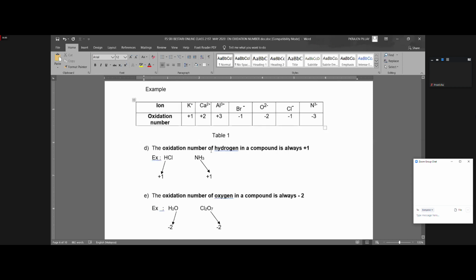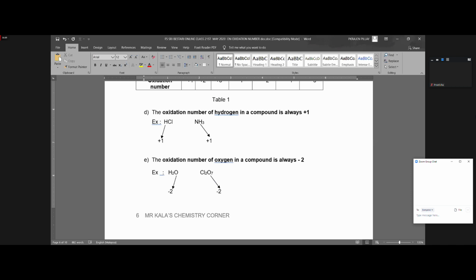Okay, then we come to 2 more. After that, we start our question. Now, this is oxidation number of hydrogen in a compound. Can you see, hydrogen compound? I didn't say hydrogen alone. I said hydrogen compound. The oxidation number of hydrogen in a compound is always +1. What do you mean by that? Here you see, this is a hydrogen compound, so the oxidation number of hydrogen is +1 always. Here also, NH3. It's a hydrogen compound. The oxidation number of hydrogen is +1. We will use this shortly in our calculation.